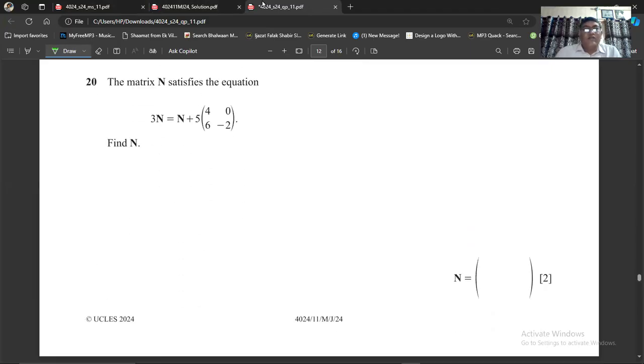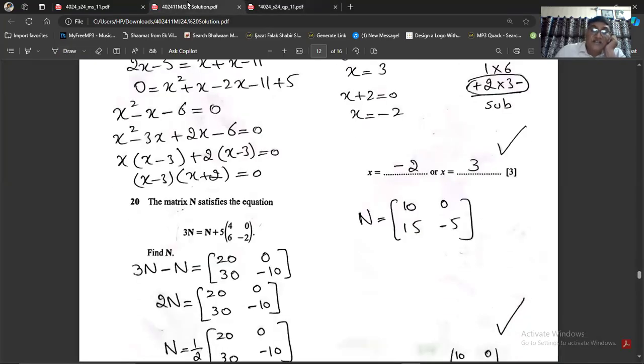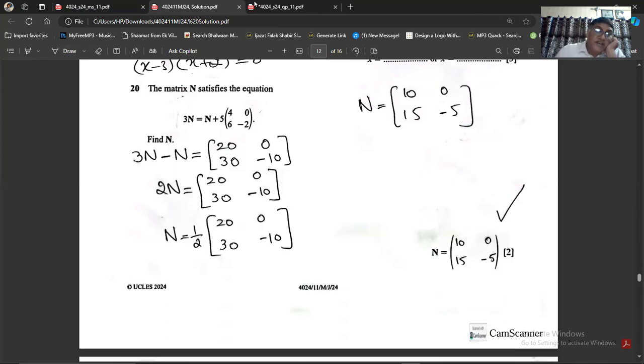So we are going to have question number 20. The matrix N satisfies the equation 3N = N + 5 times the matrix [0, 4; 0, 6, -2]. So they want me to find the value of N. Very simple calculation.